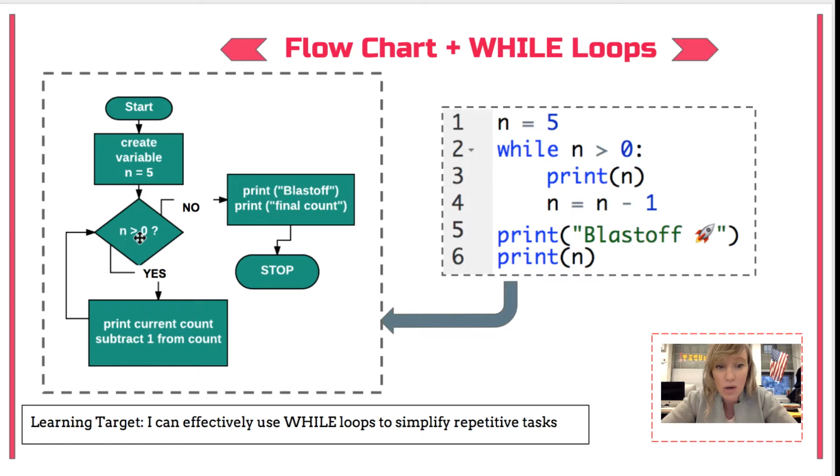At that point, when we say 0 greater than 0, the answer is no, so it runs this other process block: print blast off and print final count. I actually probably should have put those as two process blocks there. After that, it stops the loop.